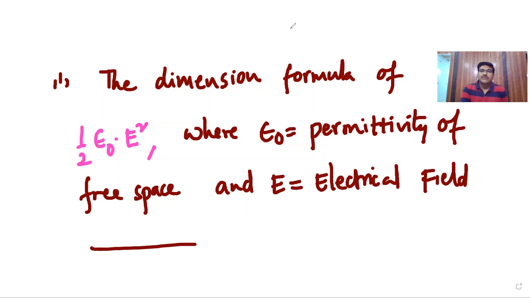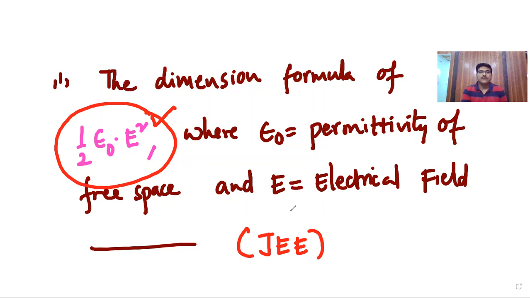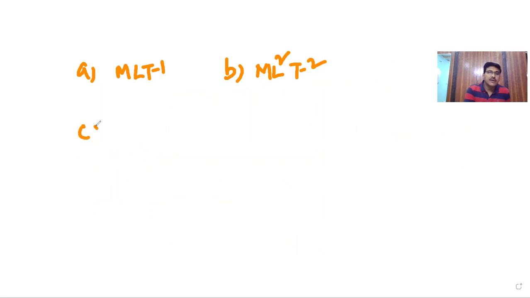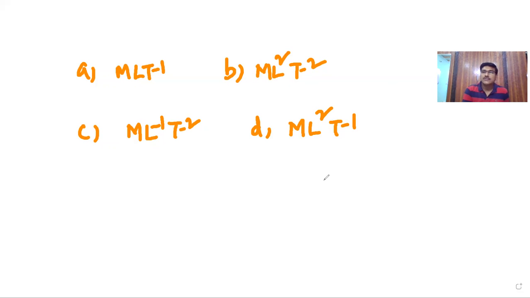This was the question asked, and this appeared in the JEE exam. He is asking the dimension formula of this quantity. Clear? Now observe here, he has provided 4 options also. First one is M L T minus 1. Second option is M L square T minus 2. Third option is M L minus 1 T minus 2. Fourth option is M L square T minus 1. Clear? These were the 4 options provided.